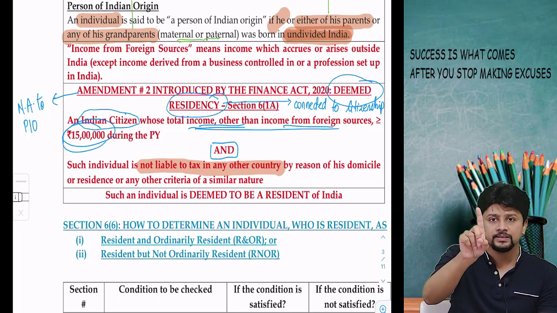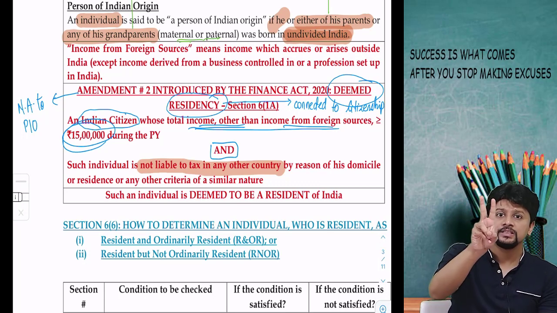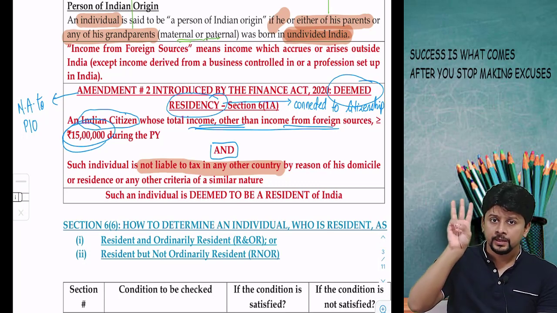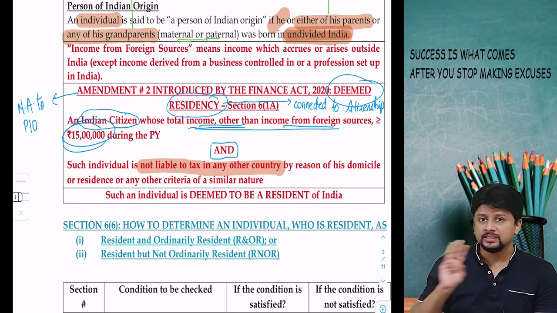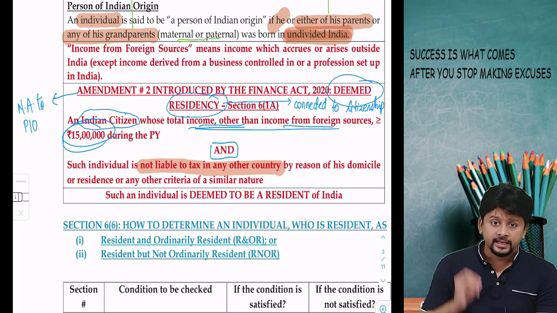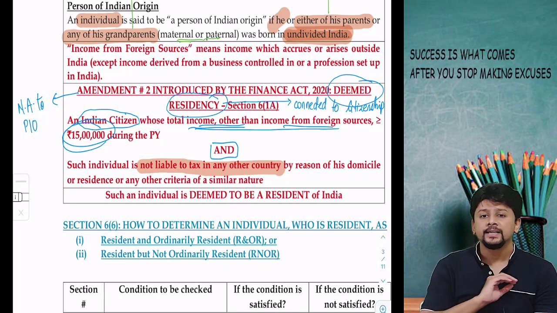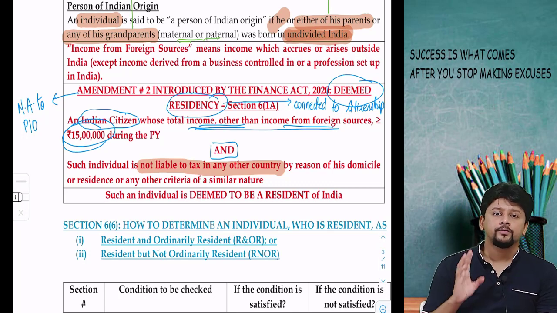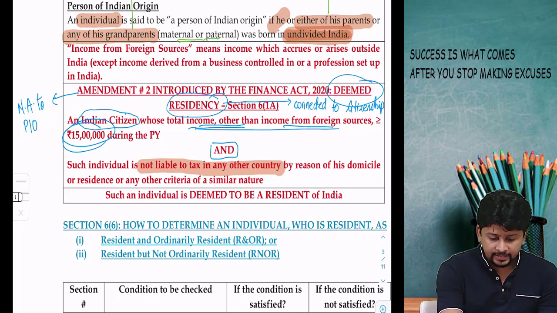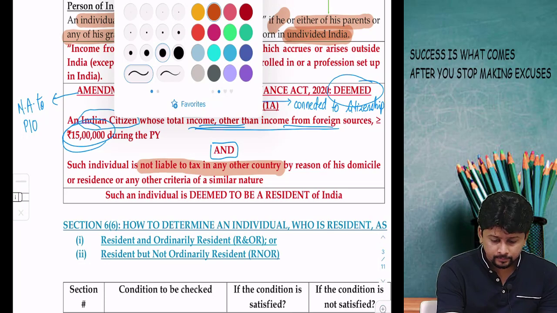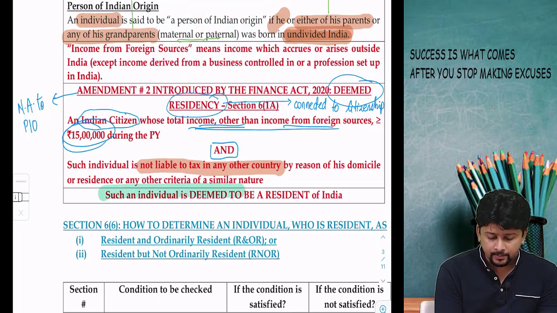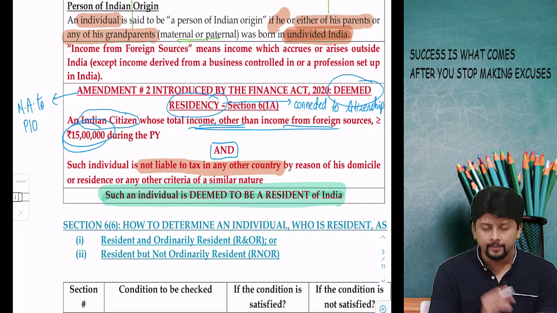Number 1, you are an Indian citizen. Number 2, your income from Indian sources exceeds 15 lakh rupees. Number 3, you are not paying tax in any other country. Then you are deemed to be a resident of India.